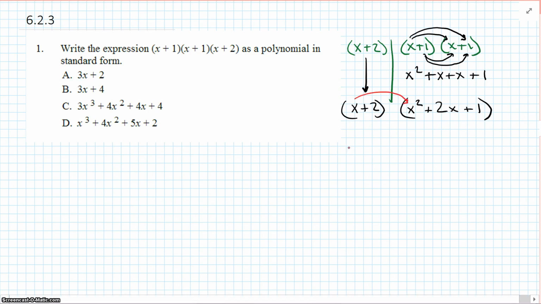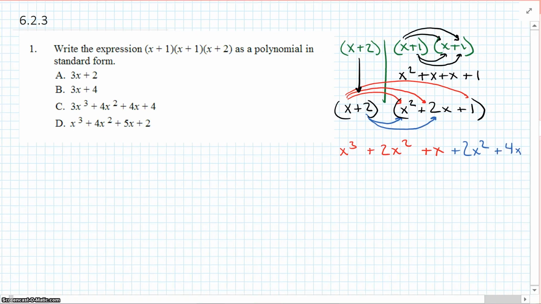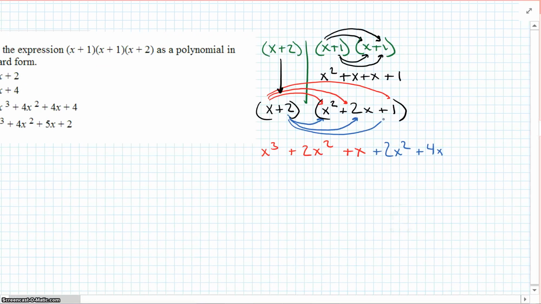X times x squared is x cubed. X times 2x is positive 2x squared. And x times 1 is x. 2 times x squared is 2x squared. 2 times 2x is 4x, and 2 times 1 is 2.